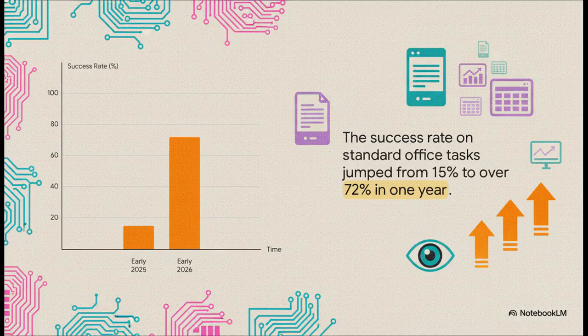But here's the thing. Despite all the current jankiness and limitations, the rate of improvement is just staggering. I mean, look at this. Internal tests show that the success rate on common office tasks leaped from just 15% to over 72% in a single year. The speed at which this tech is getting better is just mind-blowing.